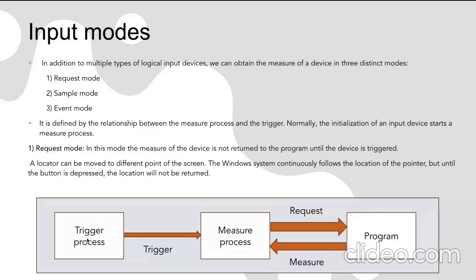So in the trigger process, the user is trying to select something, and after selecting something, the measure process requires the program, and the application does what it has to do and sends back the measure. So here is the measure process again, this is the request mode. Until the user clicks on it, the device is not triggered. And the second is the sample mode.